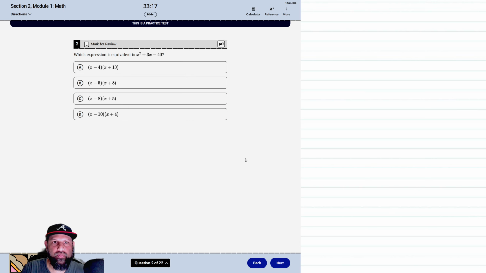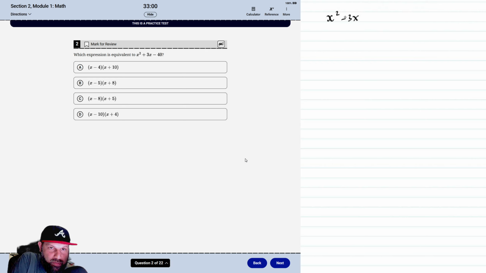Let's go to the next one. We have: which expression is equivalent to x squared plus 3x minus 40? For this one, I will solve it by hand. So you have x squared plus 3x minus 40. We have to split 3x in such a way that, calling the parts a and b, a plus b equals 3, and when you multiply a and b, you get negative 40.